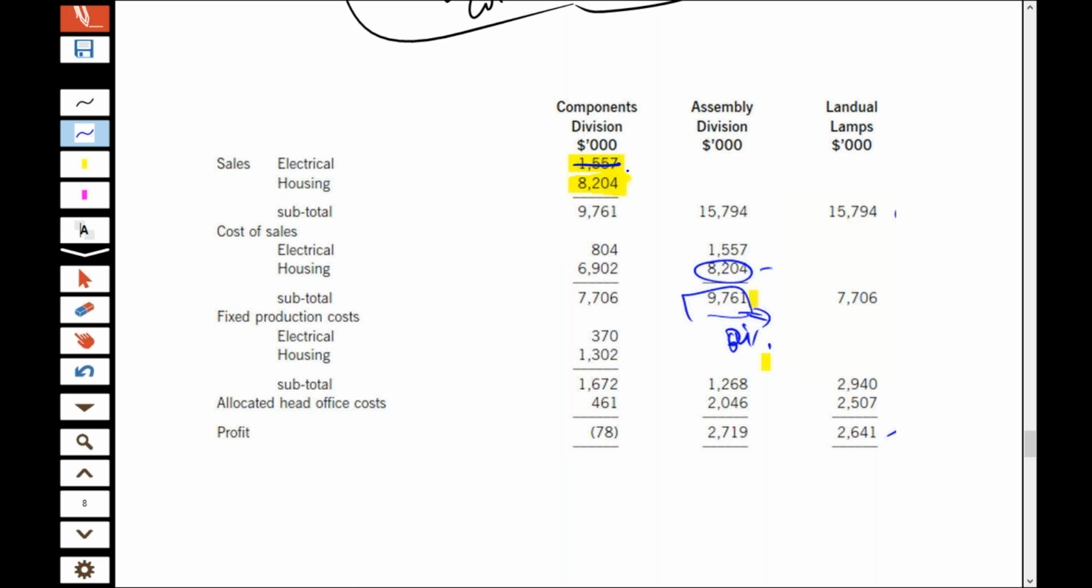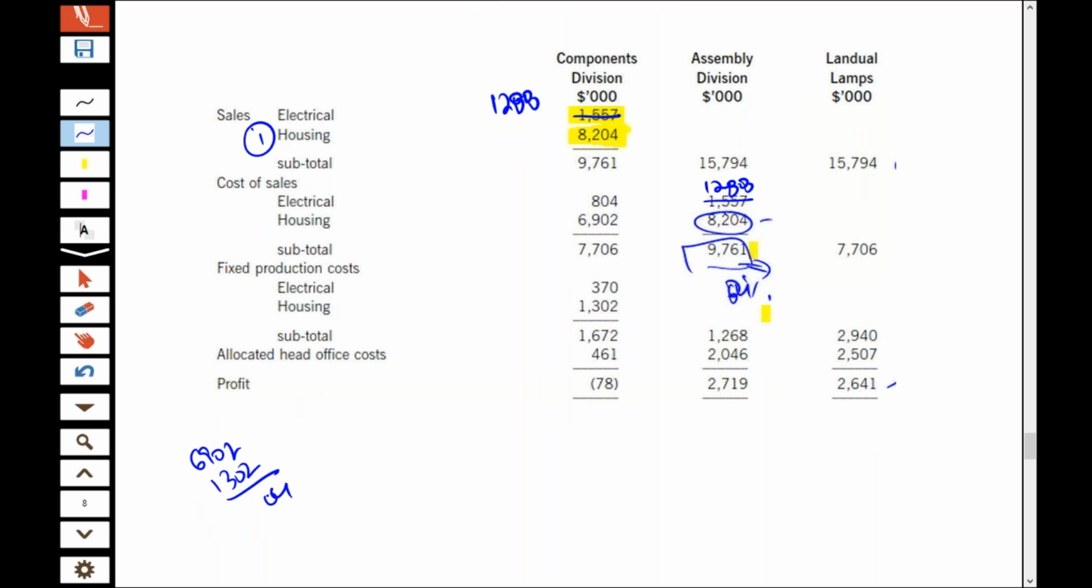This sales is going to change. 1288. This housing component sale could be 6902 as a cost. Then there is this fixed production cost, which is 1302. So gives you 8204. What you could do is that you could say 8204 into 1.2. Maybe what could happen is you can have 9845.